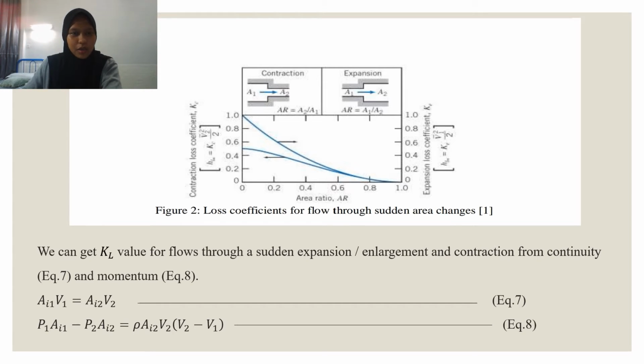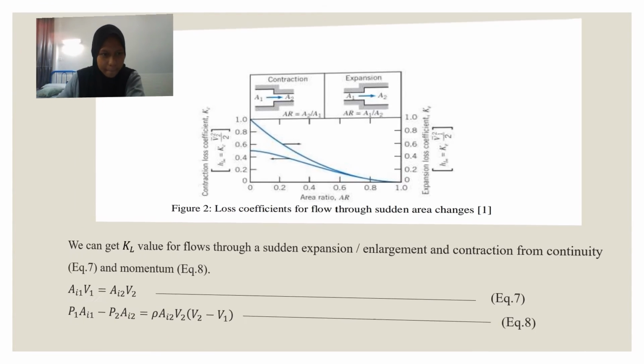So KL equals 1 minus A1 divided by A2, squared. Whereas the theoretical KL for sudden contraction can be expressed as KL equals 1 minus A2 divided by A1, squared.